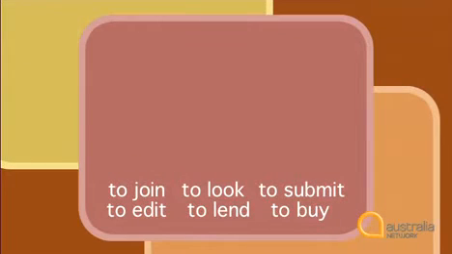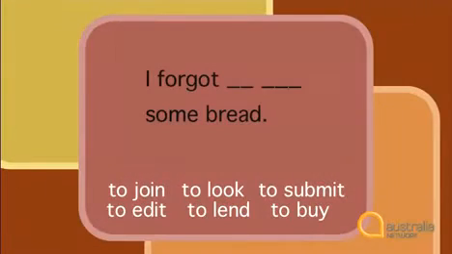Here's a quick exercise for practicing infinitives. Here is a list of verbs. We have join, look, submit, edit, lend, and buy. I'm going to show you a sentence with one missing verb. You'll need to work out the right verb and the right construction to fill in the space. Let's start with an easy one. I forgot some bread.